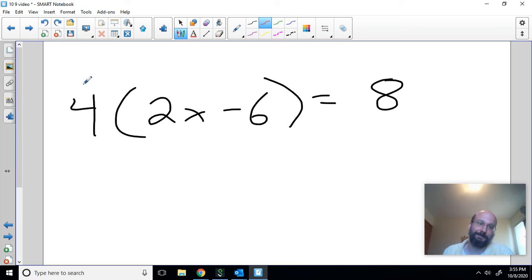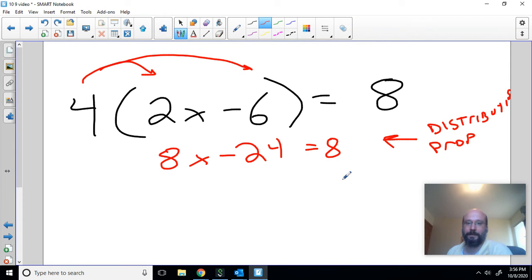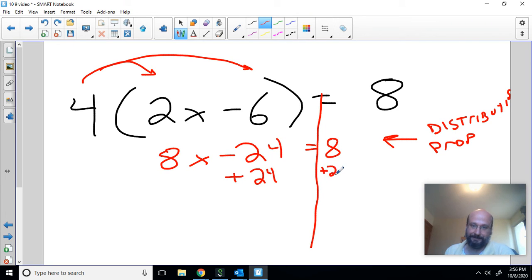So our first step here is we need to do this. And what is that property? Where we take what's on the outside of a parentheses and move it to the inside. That property is the distributive property. Now we have to move this minus 24 over by adding it. And what property is that? When you add on both sides, addition property. So we have 8x over here and 32 over here.